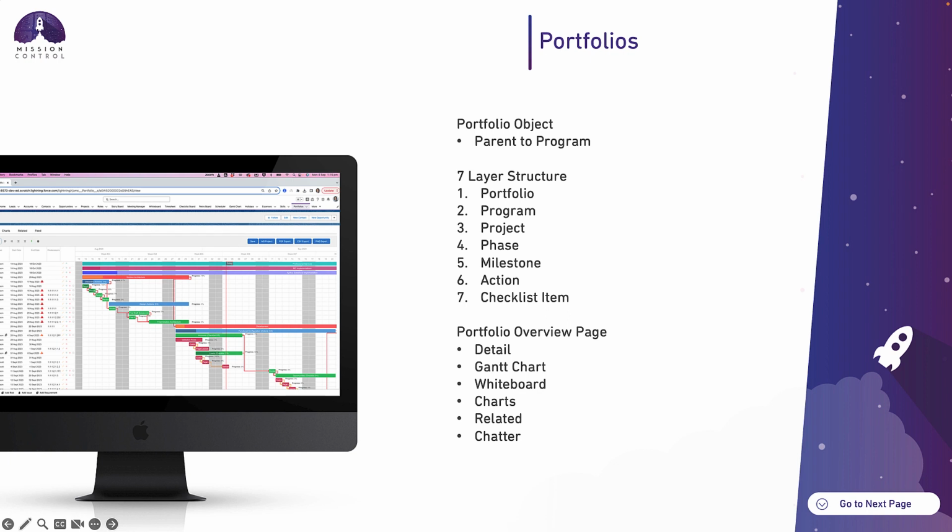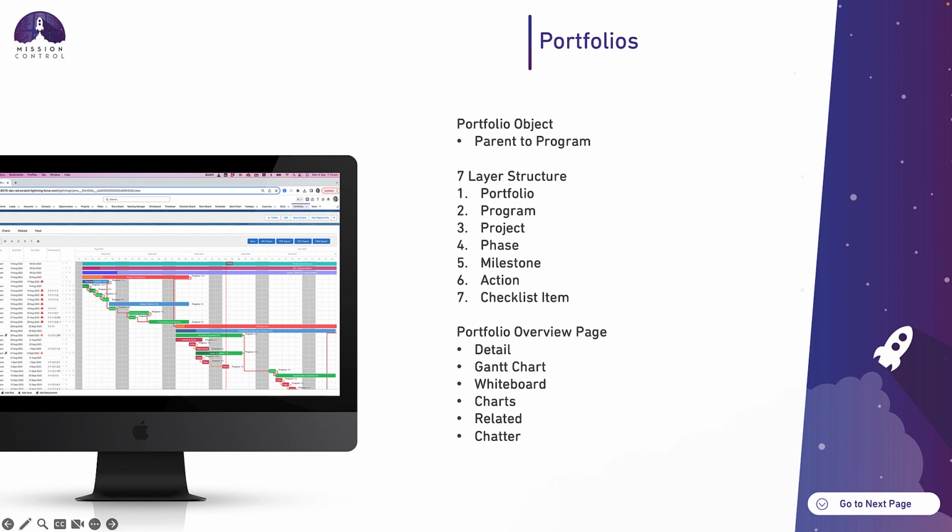So going from the top, the 7 layers are portfolio. A portfolio can have multiple related programs. Each program can have multiple related projects. Within those projects, you can have multiple phases. And within each phase, you can have multiple milestones. Within each milestone, you can have multiple actions. And then within each action, you can have multiple checklist items.